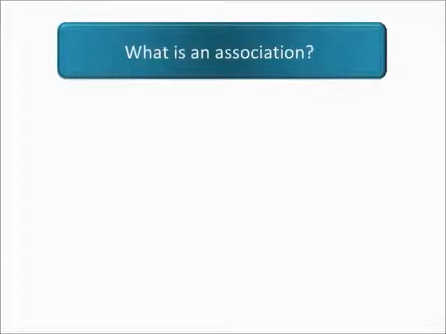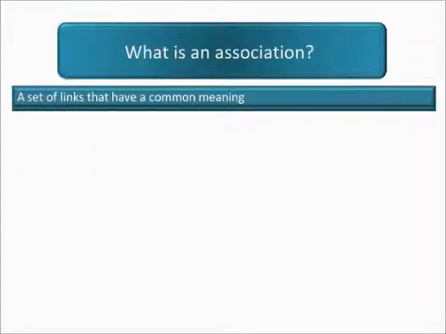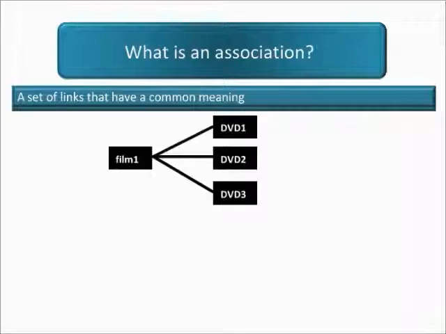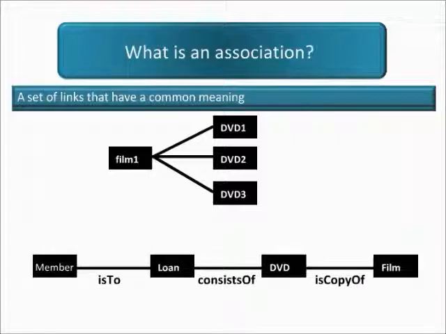An association between two classes is a set of links that have a common meaning. You have seen that a link is a connection between a pair of objects, one from each class, that is significant for the system domain. For example, in the DVD library system, each film object may be linked to a number of DVD objects, with each link between a single film object and a single DVD object representing a connection between a film and a DVD. The situation at a particular point in time can be illustrated by an object diagram as shown.